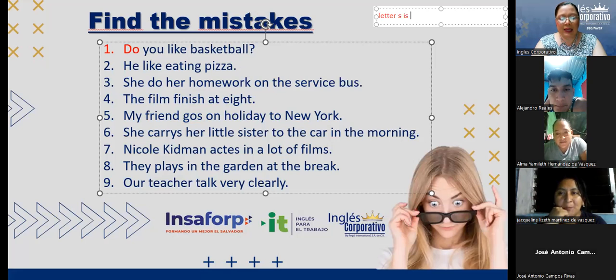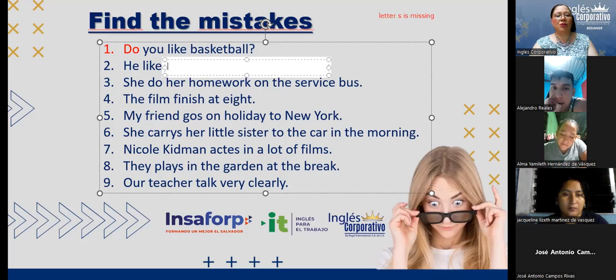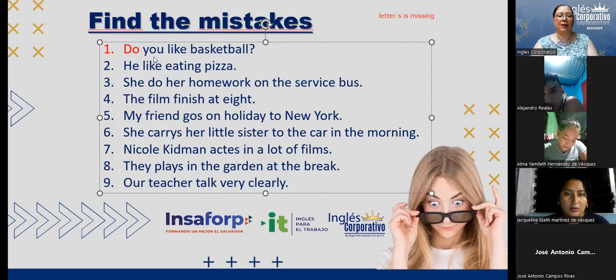Letter S is missing. Okay. Letter S is missing. Which one is the mistake? Yes, letter S is missing. So, let's go to the verb, like, okay.